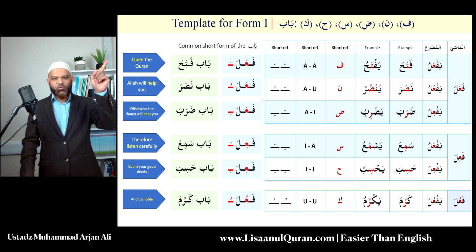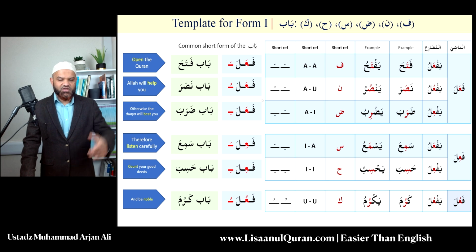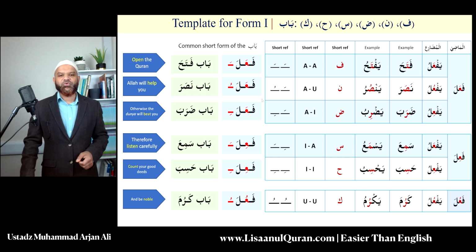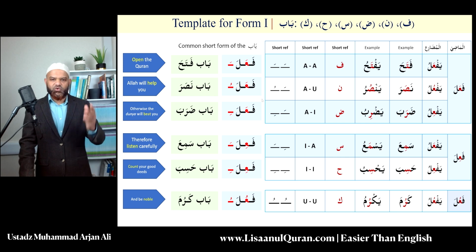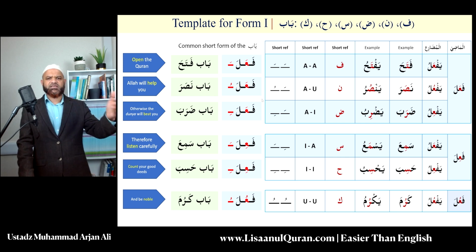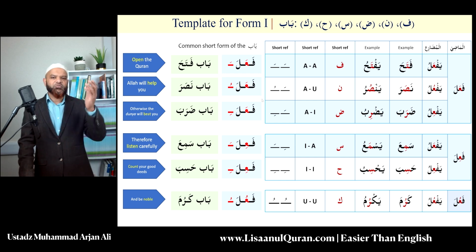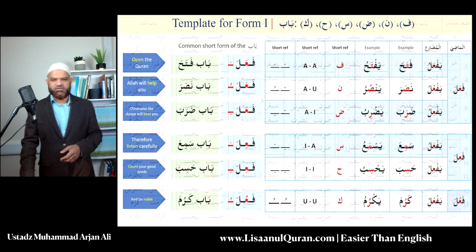May Allah grant all of us tawfiq to learn this, to practice this, and most importantly, to recognize this instantly in the Quran, and of course in any other text, hadith, and others that we will be studying in the future. May Allah grant all of us the very best in this world and the hereafter.